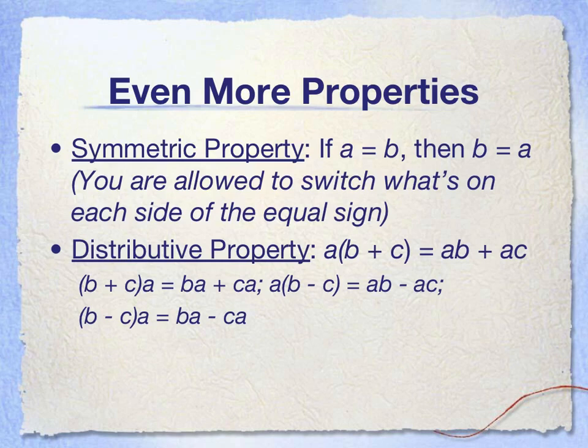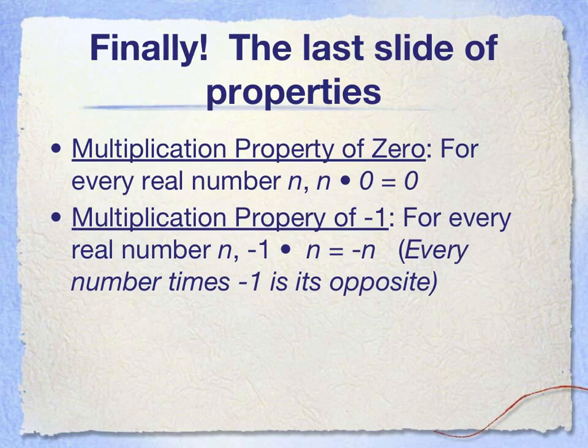Then again, there's a copy of the distributive property. And then we have the multiplicative property of 0, which just tells us if we multiply any real number by 0, we get 0. And if we multiply by -1, we get the opposite. So anytime we multiply by -1, we get the value's opposite. So that's just a real quick overview of your properties.